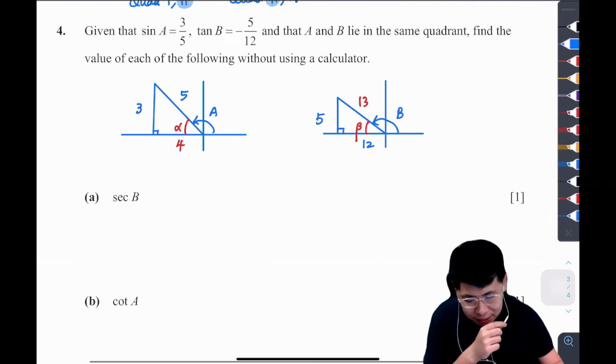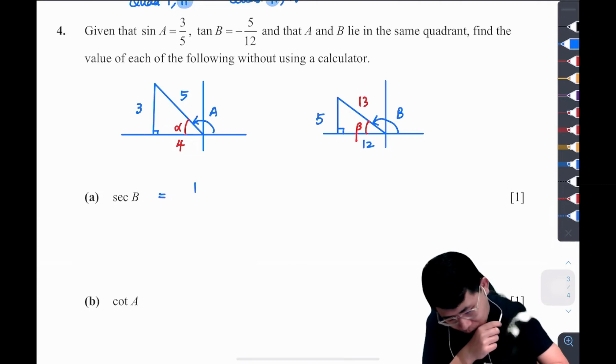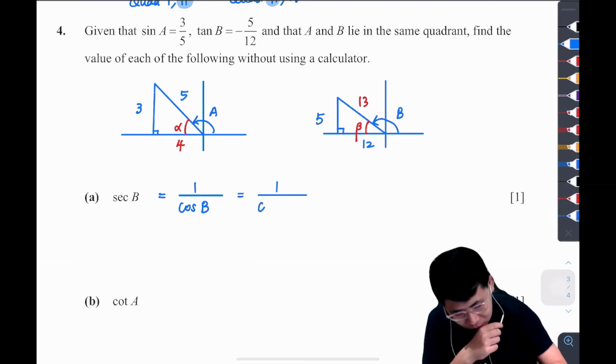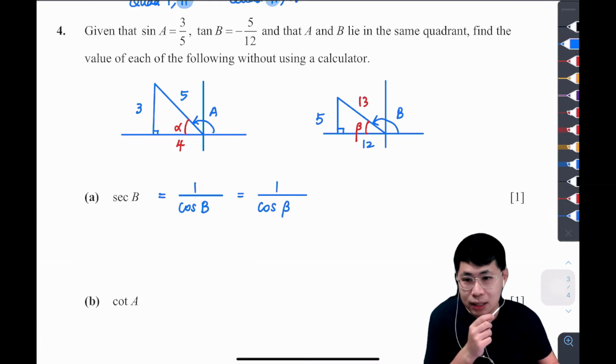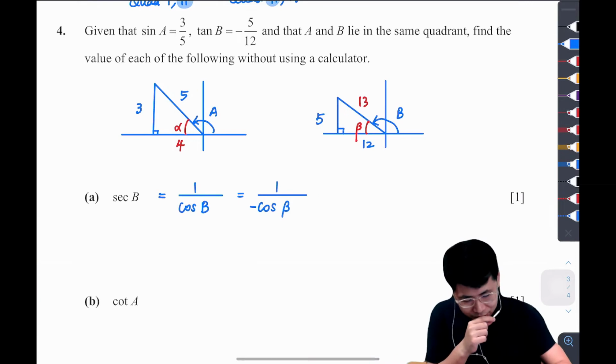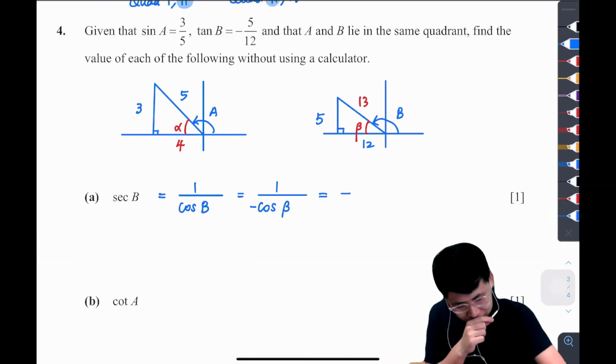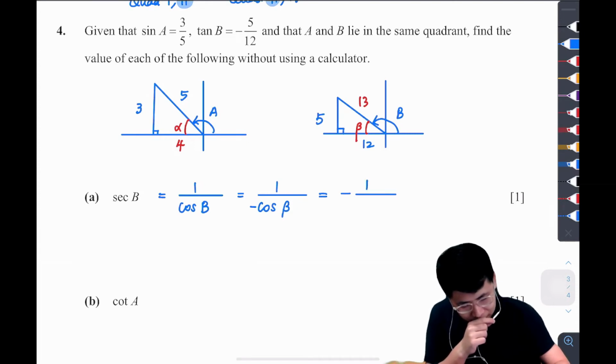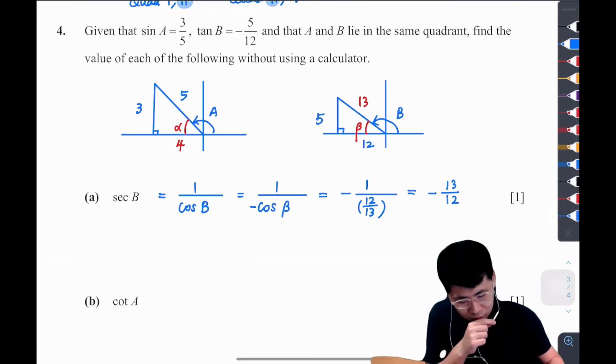Okay, so secant of B. Secant of B is 1 over cos B, which is 1 over cos beta, borrowing the basic angle. But in second quadrant, ASTC, cosine is negative. So this would be negative 1 over cosine, which is adjacent over hypotenuse. So keep change flip, so I will have negative 13 over 12.